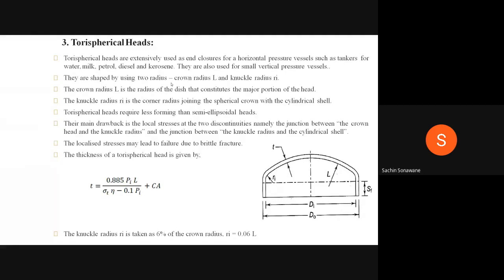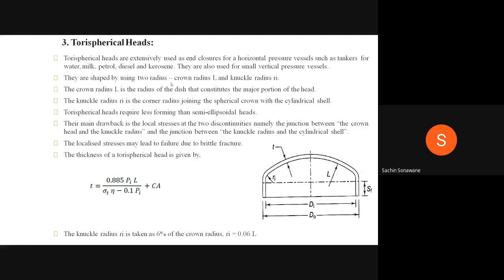Torus spherical heads are extensively used as end closures for horizontal pressure vessels such as tankers for water, milk, petrol, diesel and kerosene. They are also used for small vertical pressure vessels. They are shaped by using two radii, crown radius L and knuckle radius Ri. The crown radius L is the radius of the dish that constitutes the major portion of the head. The knuckle radius Ri is the corner radius joining the spherical crown with the cylindrical shell.